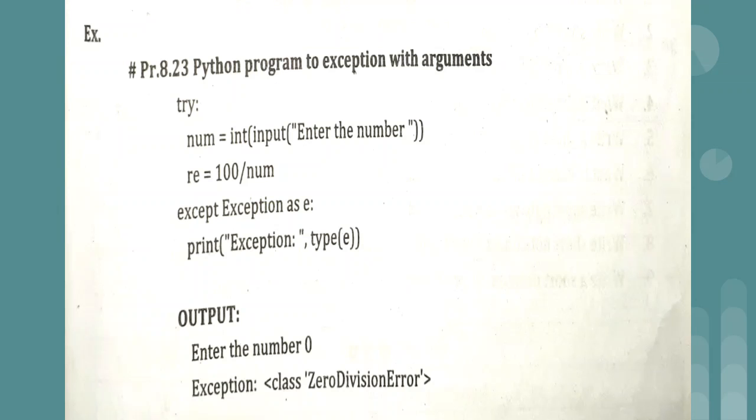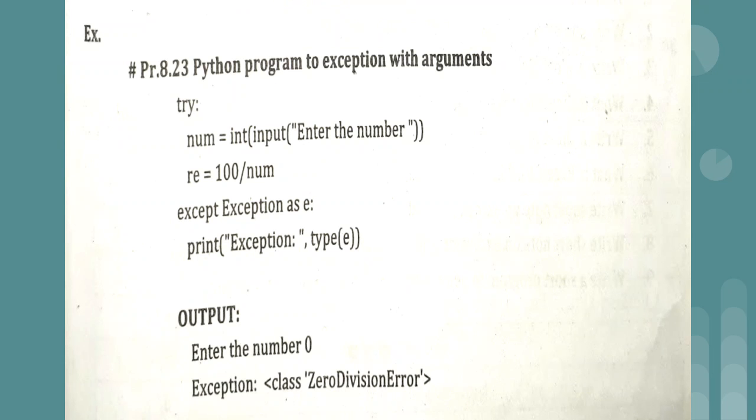So suppose we have entered 0, so that is division by 0, ZeroDivisionError, right? But we have provided the name of the exception as the Exception class we are using. We have not written ZeroDivisionError. So if you wanted to know the type of error, which type of exception has occurred, in that situation you can use Exception as argument, okay, and just display the type of that particular argument so that you will get the message.